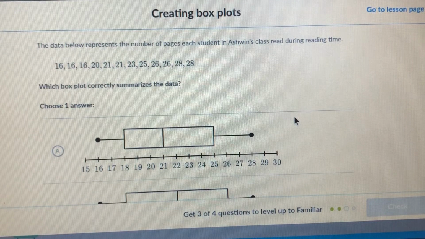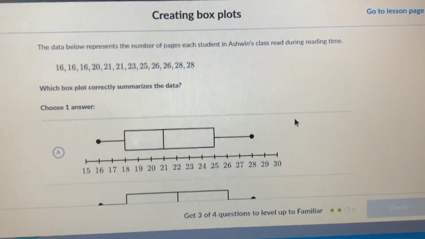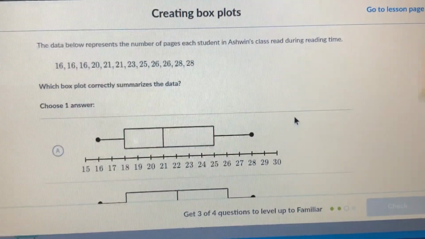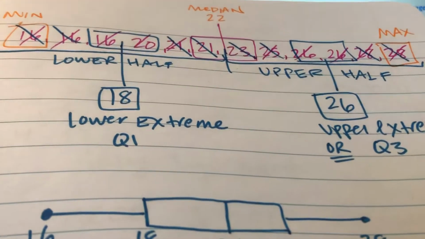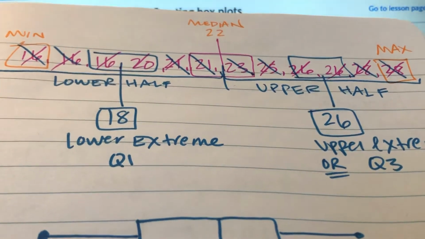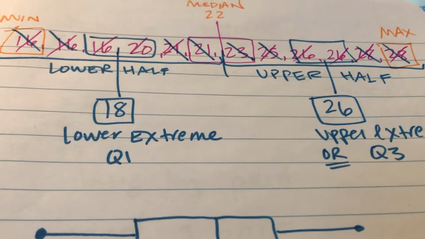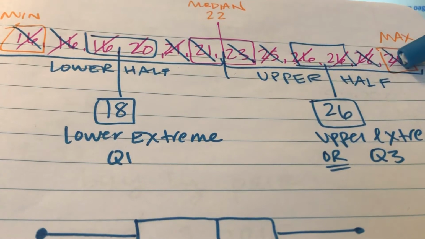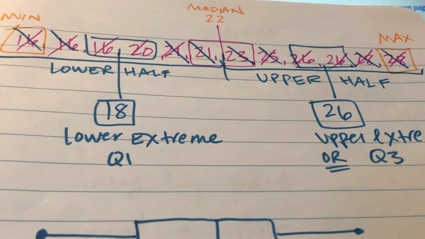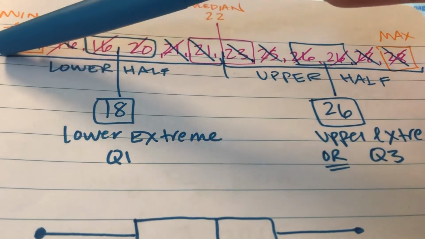So I went ahead and wrote this out on paper. I find this much easier than trying to just look at it on the computer. I can't keep all that information in my brain. So when I wrote it out on paper, I have a minimum of 16, a maximum of 28, and then I went ahead and started crossing off to get to the middle. So with 1, 2, 3, 4, 5, 6 numbers on the right in the upper half, and then 1, 2, 3, 4, 5, 6 numbers on the left for the lower half.